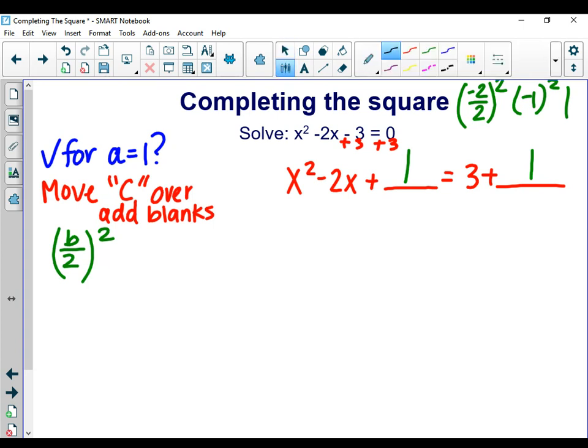Okay. So now we're going to factor. What are two numbers that multiply to get 1 that add to get -2? -1, -1. So I'm simply just going to write x minus 1 squared. And then I'll do my 3 plus 1. Now we're down to what we did yesterday. How do you get rid of a square? Square root it. Go ahead and finish this problem out.